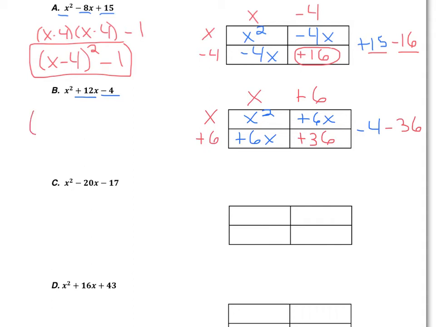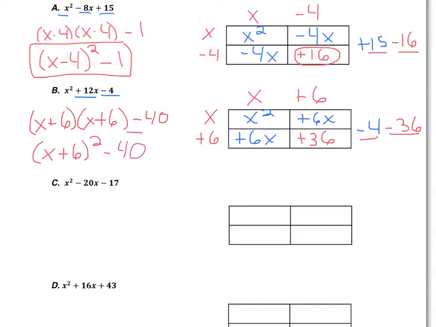So we end up with x plus 6 times x plus 6, and negative 4 and negative 36 make negative 40. And then we would write that as a perfect square, so x plus 6 squared minus 40.